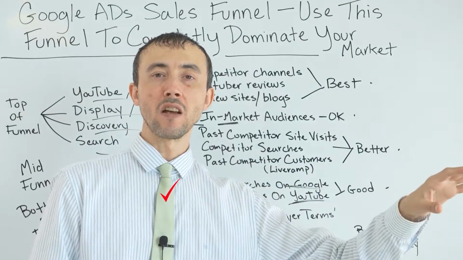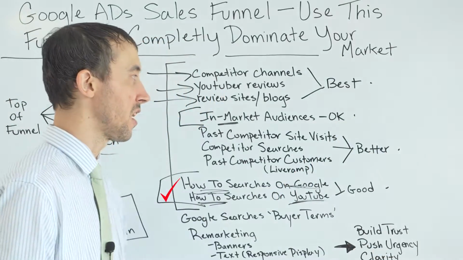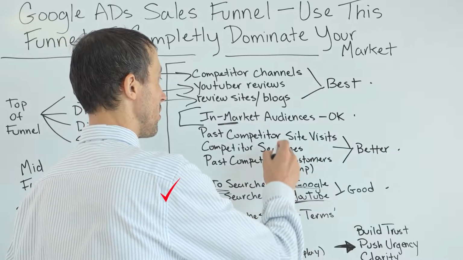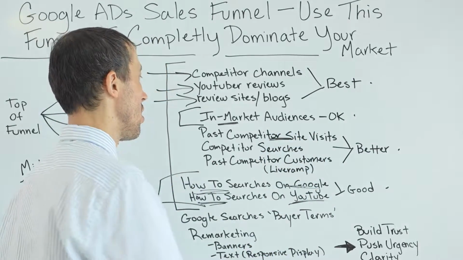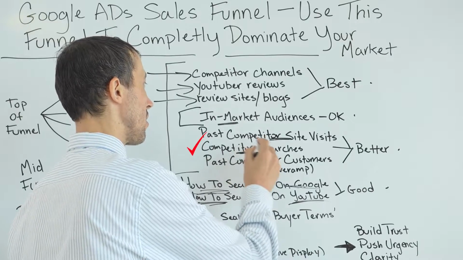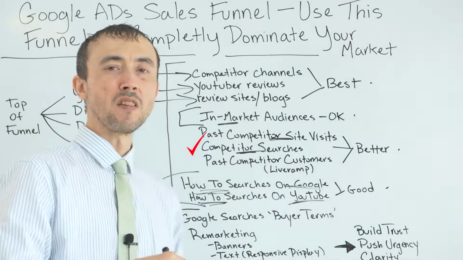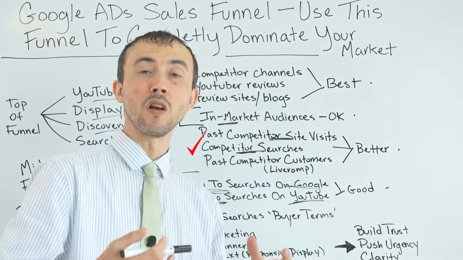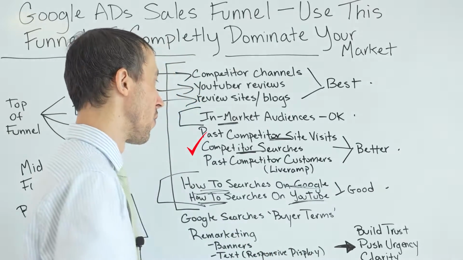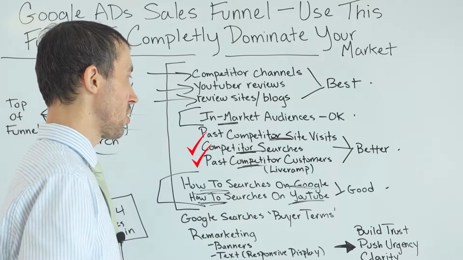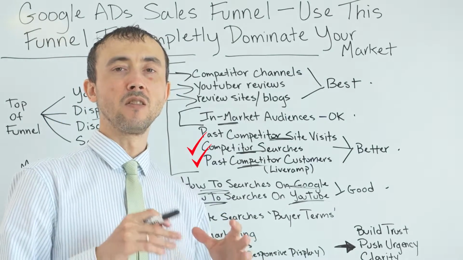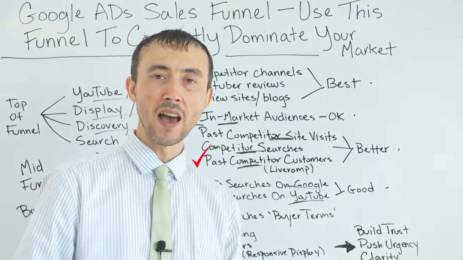Better would be to target competitor site visits. So if they've been to your direct competitor sites in your local area, in this case other in-ground pool builders, you create an audience for them, and then you start targeting them with your content. You also can target competitor searches. So if they typed in a competitor's name in Google search, you can create an audience around that and target them.